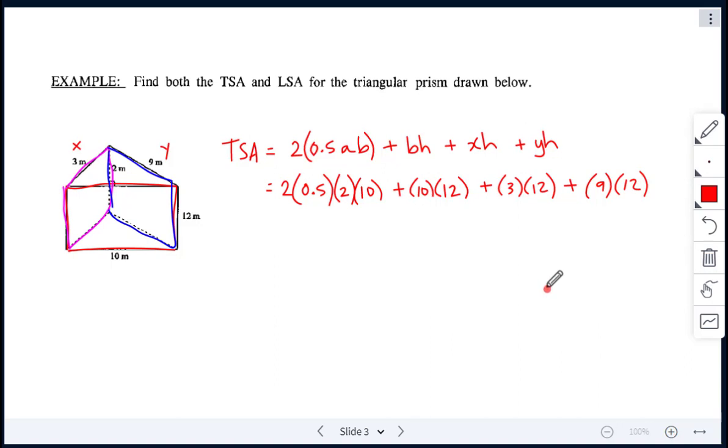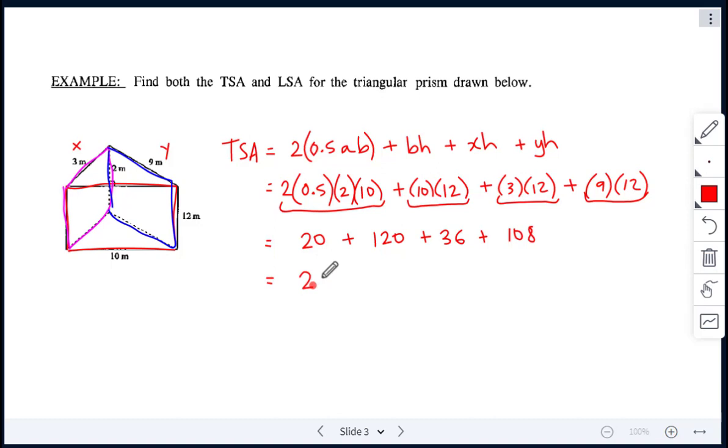All right, so that's what it looks like. Next, we're going to calculate all of the multiplication parts, and then we'll add last. So here, 2 times 0.5 times 2 times 10, that gives me 20. 10 times 12, that's 120. 3 times 12 is 36. And then 9 times 12 is 108. And then we can add those all up, and we get a total surface area of 284 meters squared.